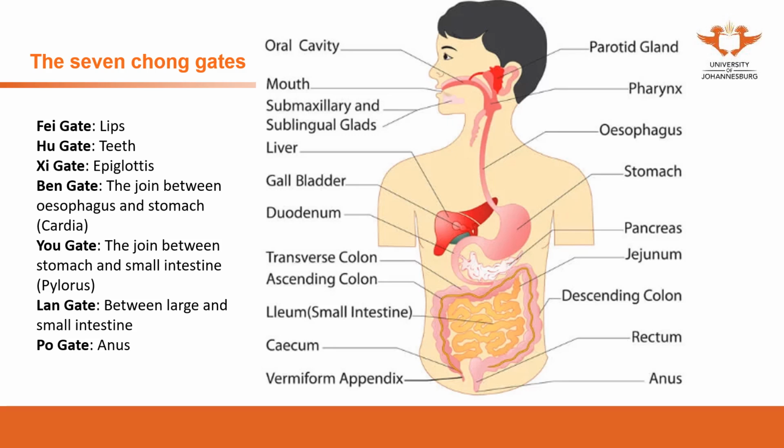The common characteristic of the 6 Fu organs is to receive and transport food without storing. So they should not store food. If they store, it will cause pathological changes.